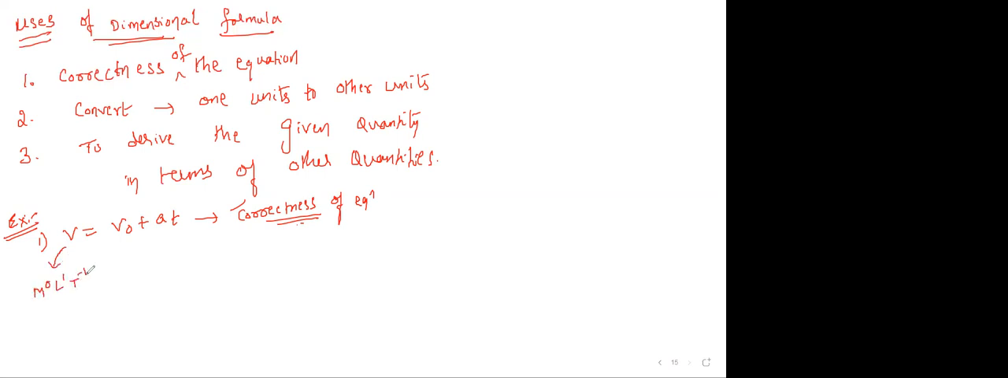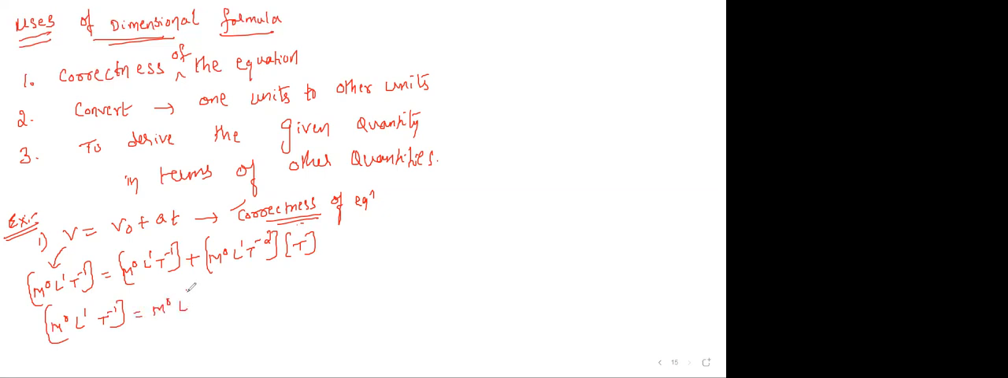M0, L1, T minus 1. Write the dimensional formula for V naught, M0, L1, T minus 1. Plus acceleration M0, L1, T minus 2 into the time T. Now M0, L1, T power minus 1 is equal to M0, L1, T power minus 1 plus M0, L1, T power minus 2 plus 1 will be minus 1.